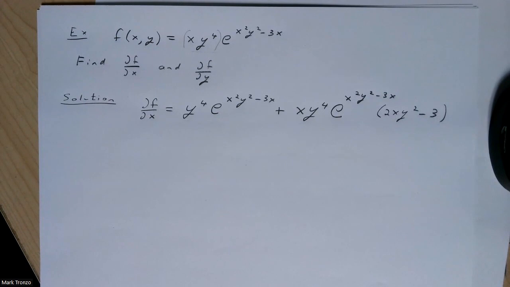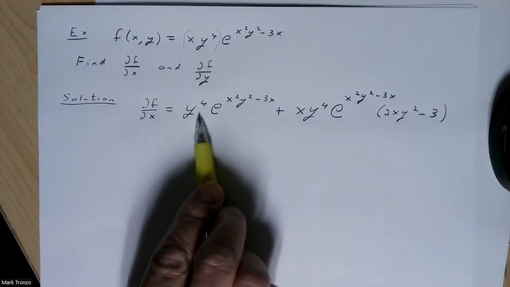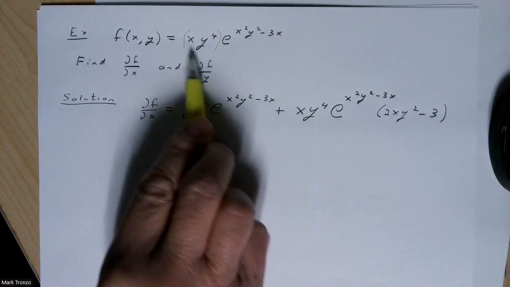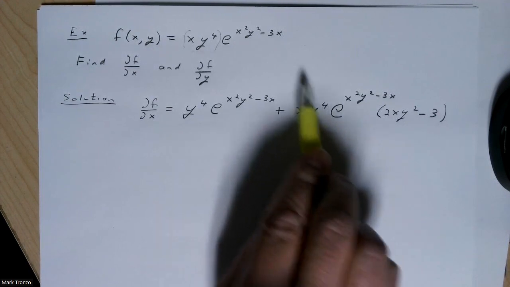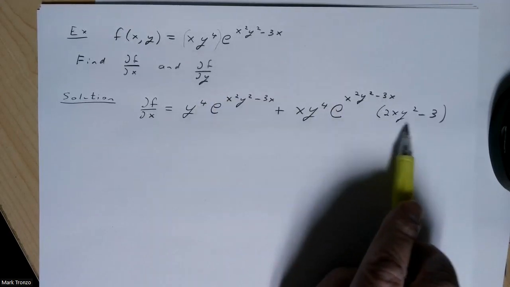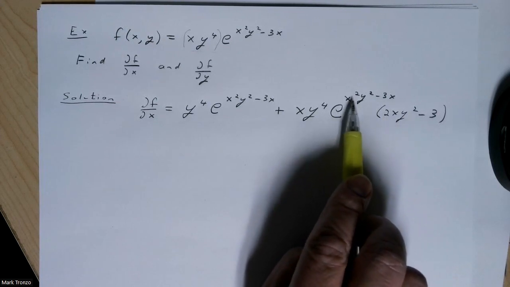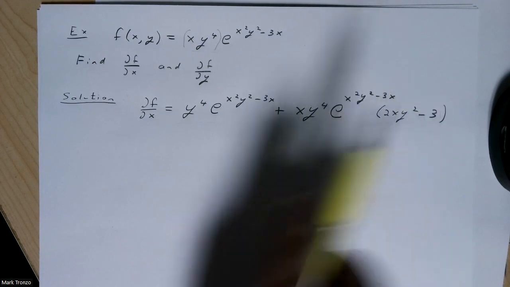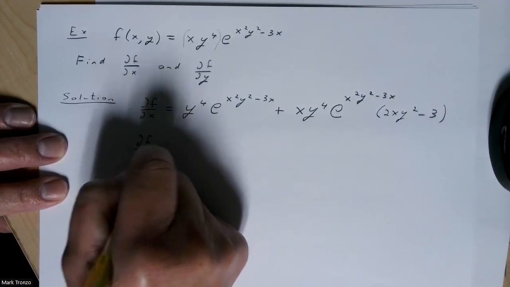So just to double check that, again, we took the derivative of the first function times the second plus the first function times the derivative of the second. Again, this is going to be e to the power times the derivative of that exponent with respect to x. So it'll be 2xy squared minus 3. Now take df dy.